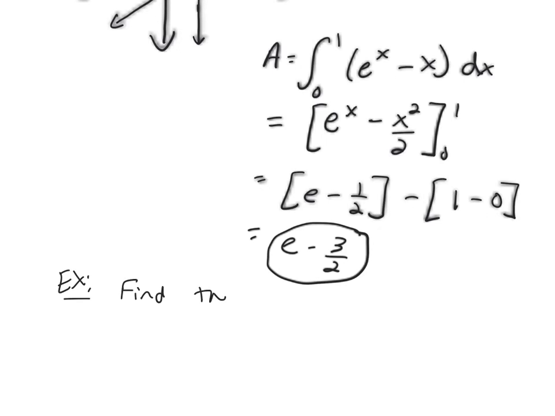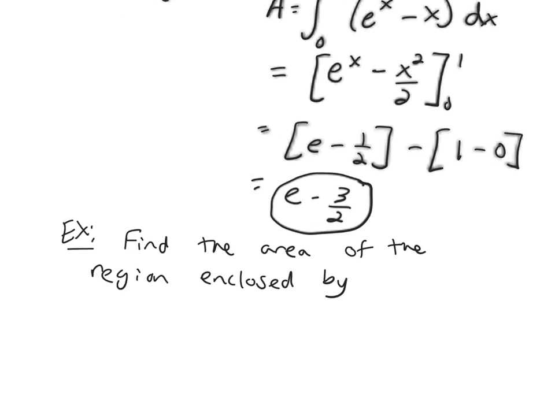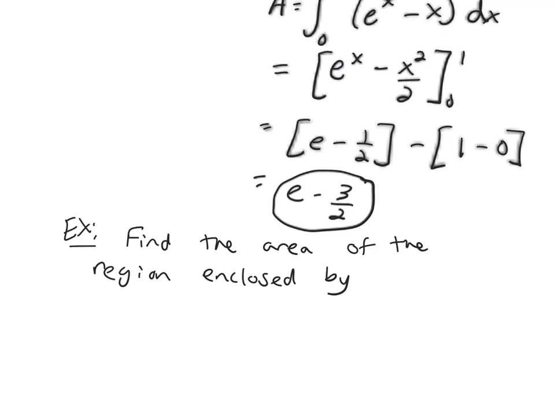Find the area of the region enclosed by y equals x squared and y equals 2x minus x squared.